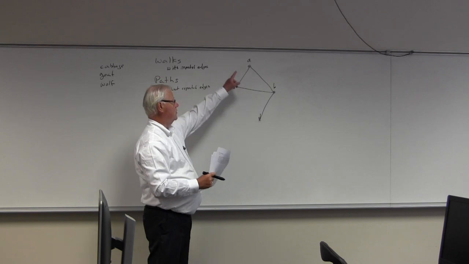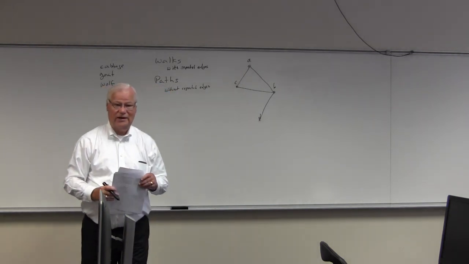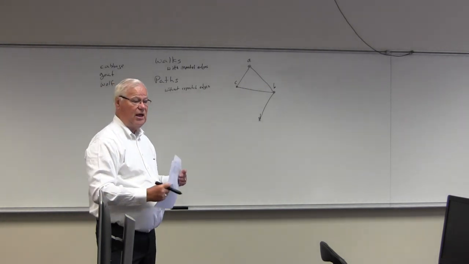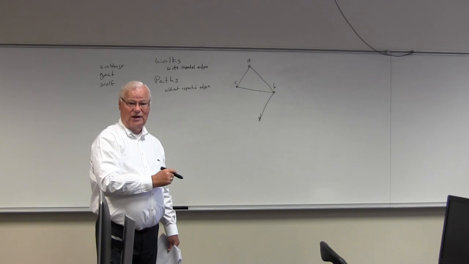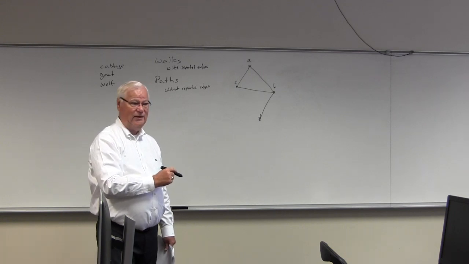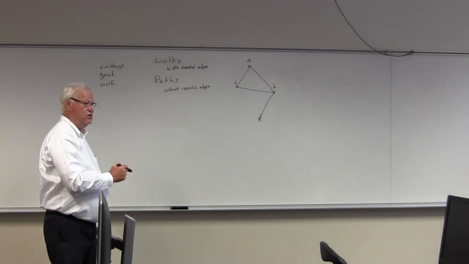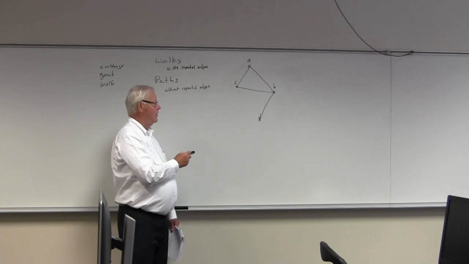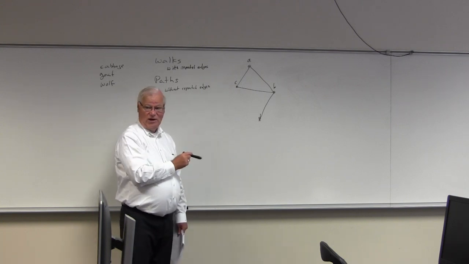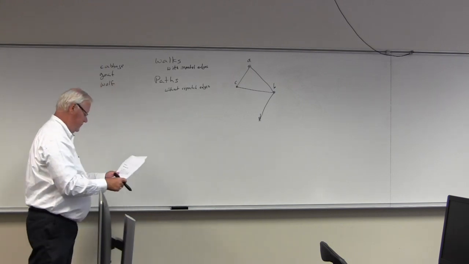How many walks are there from A to D? Infinite amount. Right answer, yes. Because of how many times you go around that cycle before you figure out, I'm stuck. Okay? They all count as walks. So when you see this on a test or a quiz, big hint, there are two paths and infinite walks. Okay?